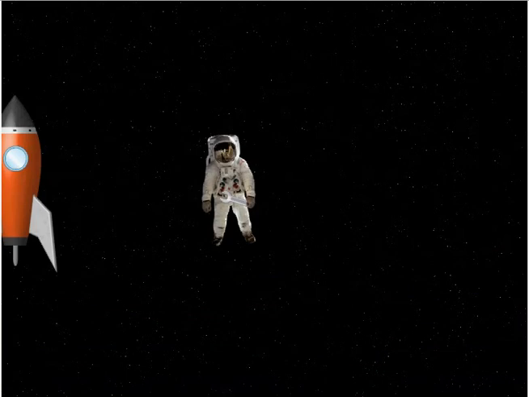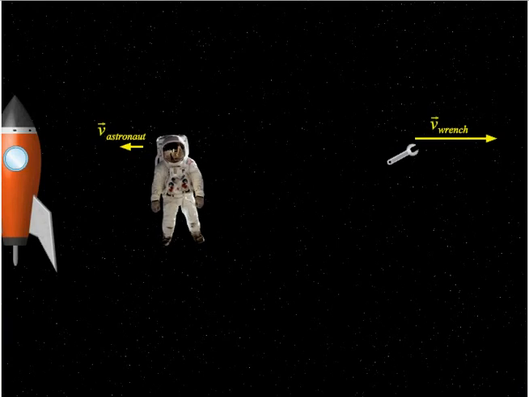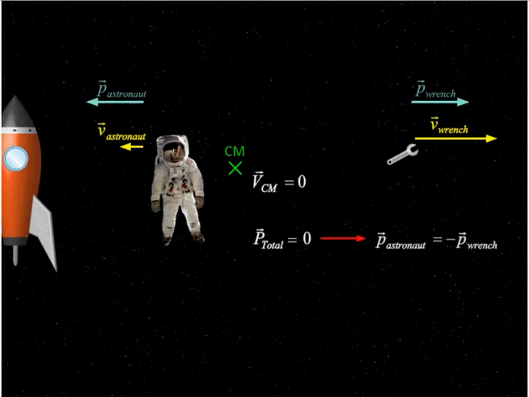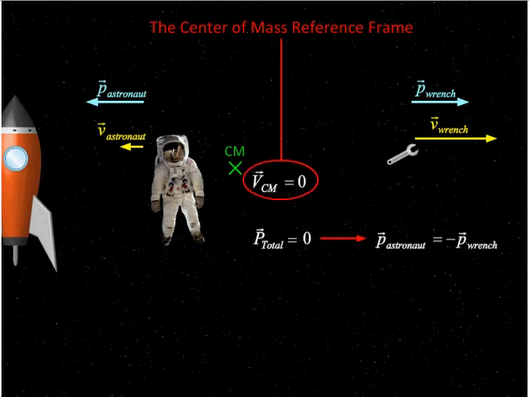Recall the example of the astronaut throwing the wrench. We determined that the velocity of the center of mass of the system, astronaut plus wrench, was constant and in fact equal to 0. The total momentum of the system was 0, implying that the momentum of the wrench was exactly equal and opposite to the momentum of the astronaut. The reference frame in which we presented this example is called the center of mass reference frame, since the velocity of the center of mass is 0 in this frame.